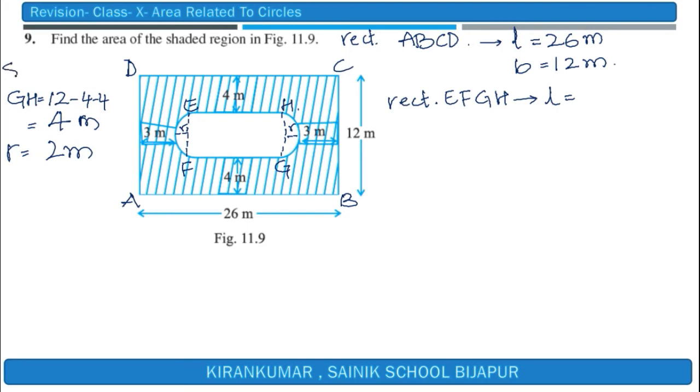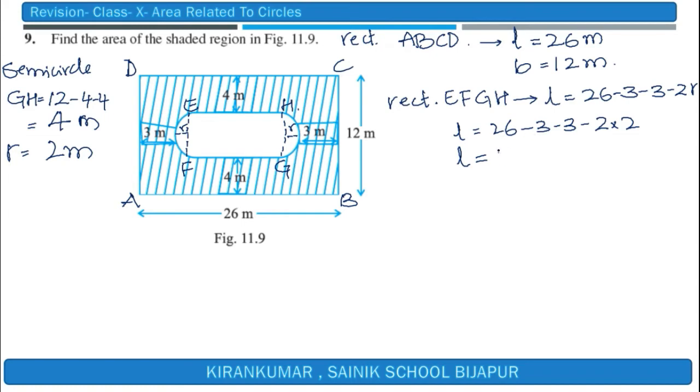This is for semicircle. So the length of the rectangle EFGH will be 26 minus 3 minus 3 minus 2 times the radius. So the length will be 26 minus 3 minus 3 minus 2 times 2. So L will become equal to, this is 4 plus 3 is 7 plus 3 is 10. 10 has to be subtracted from 26. We get 16. So 16 meter is the length.